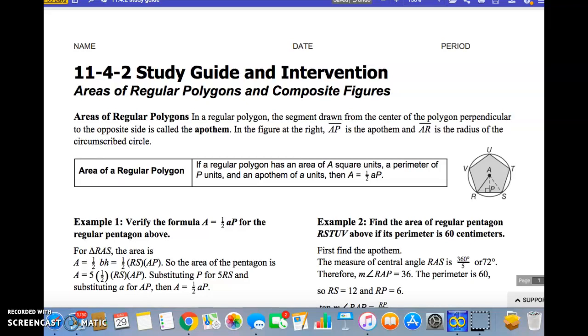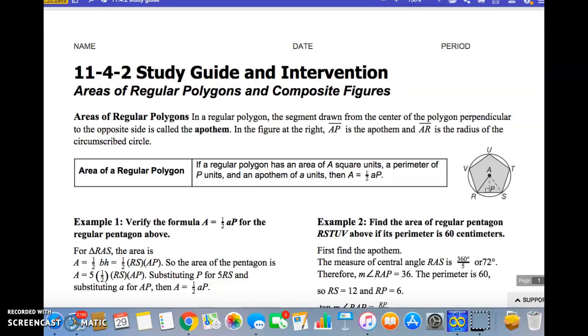All right, so welcome to week 3 of distance learning. If you've been following along, we went through sections 11.1, 2, and 3, finding areas of shapes. Then we took a break for trig and special right triangles, because we need them going forward. So we're back to 11.4, and we're going to use some of those ideas going forward. Here we go, regular polygons and composite figures.